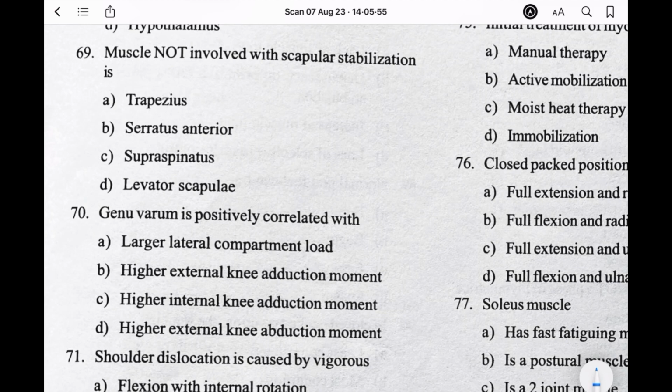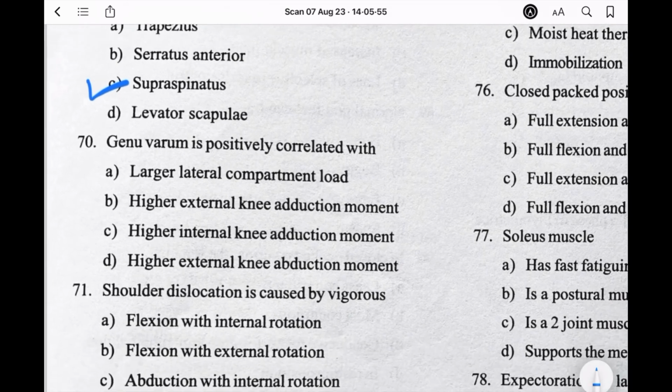Question number 69. Muscle not involved with scapular stabilization is. Options are trapezius, serratus anterior, supraspinatus, levator scapulae. Correct answer is C. Supraspinatus.